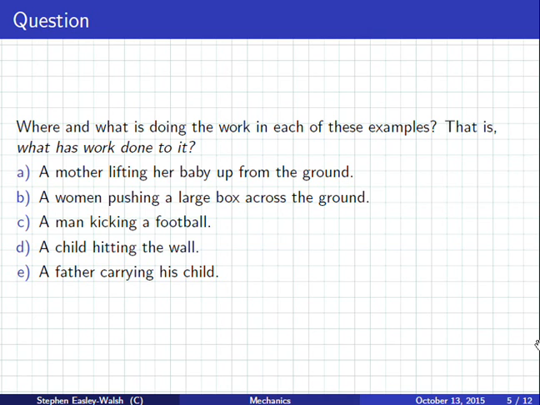Now, if you hit the wall hard enough and it breaks and moves, then some work has been done on the wall.